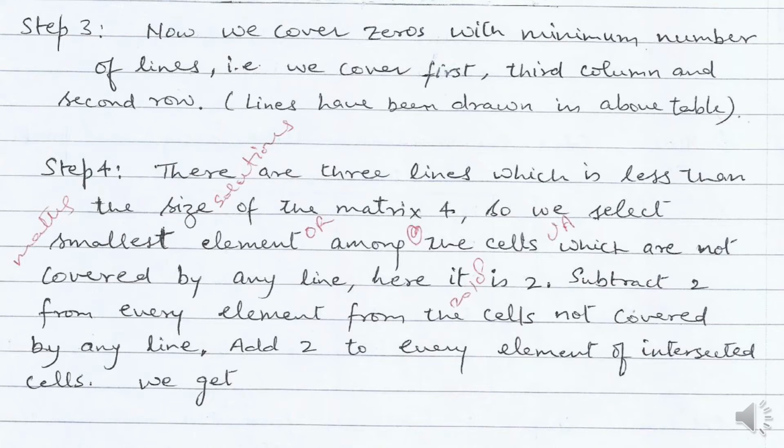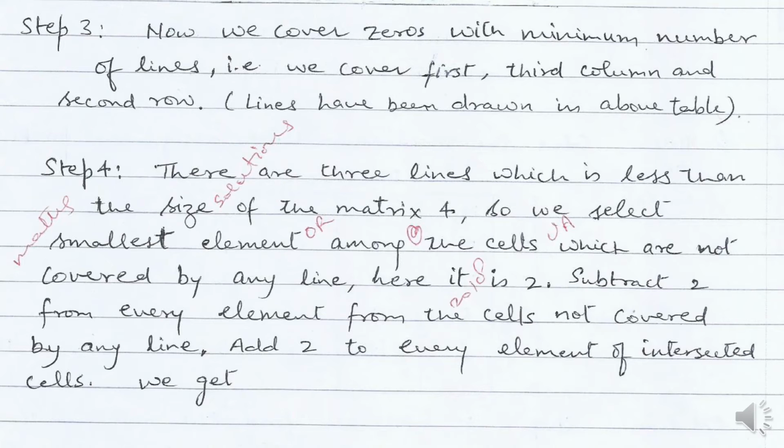For the next step, we now cover all zeros with the minimum number of lines, that is we cover the first and third columns, and the second row. Lines have been drawn in the above table. You can see the lines I have drawn. So we have taken the minimum number of lines to cover all zeros.